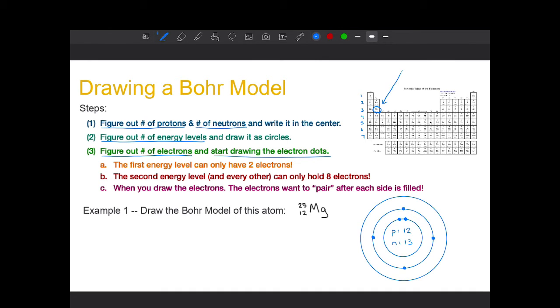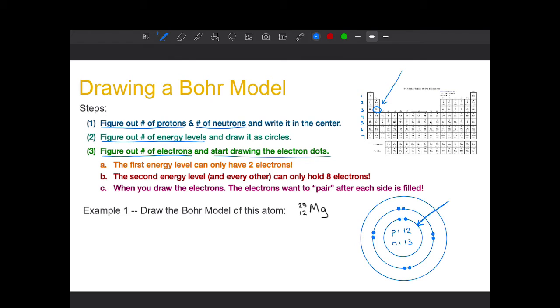All right, you see how I did the up, down, left, right? Now I'm going to keep going, except now I pair it. Up, down, left, right again. Now you notice that the second energy level has a total of 8. I can't put any more. Perfect.